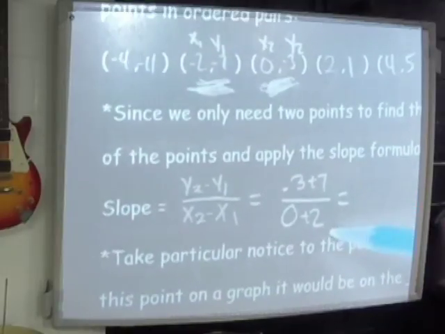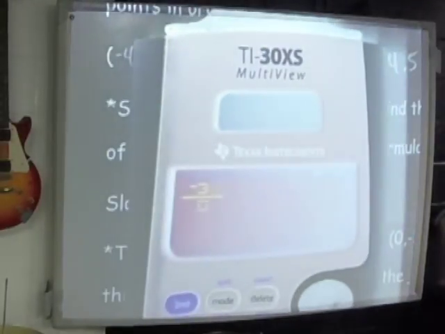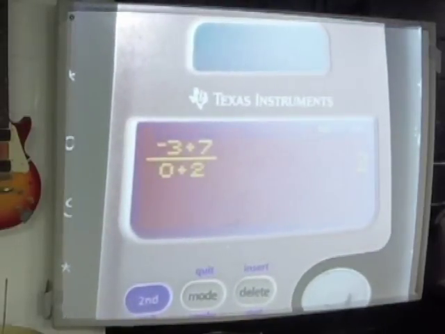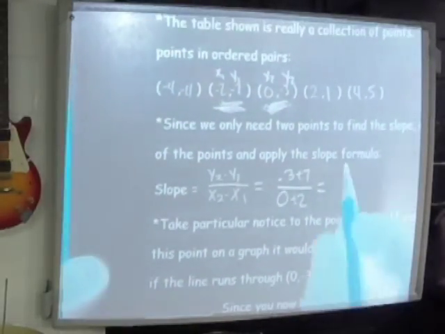4 over, what do you think 4 over 2 is going to be? 2, yeah. Now if you want to do it with your calculator, that's fine. But you might trust your brain sometimes too. Your brain can sometimes do that without a calculator. Okay, so our slope is what?